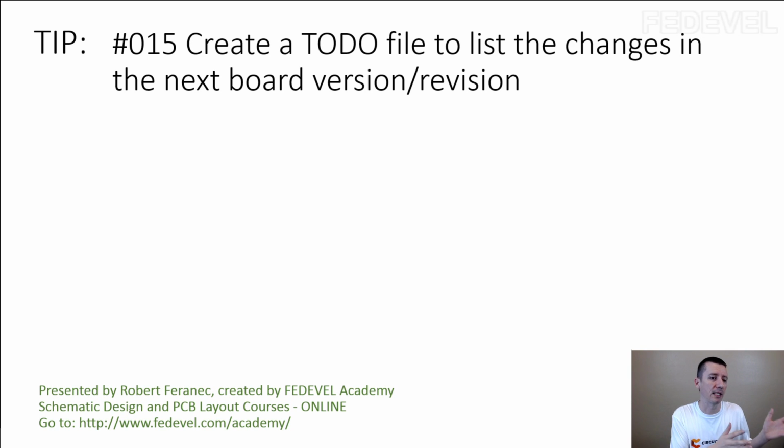Or, okay, sometimes they may remember all the changes, but I've seen it many, many times that some of the changes which should be implemented in the next version or next revision were not, because simply people forget them. The best way to prevent this kind of situation is to make a list of the changes which you would like to do in the next version and in the next revision.